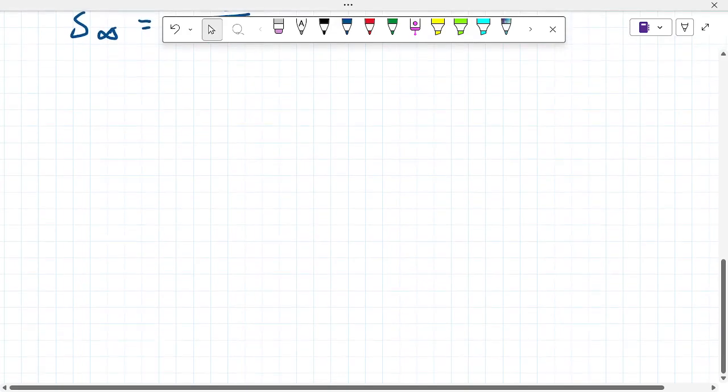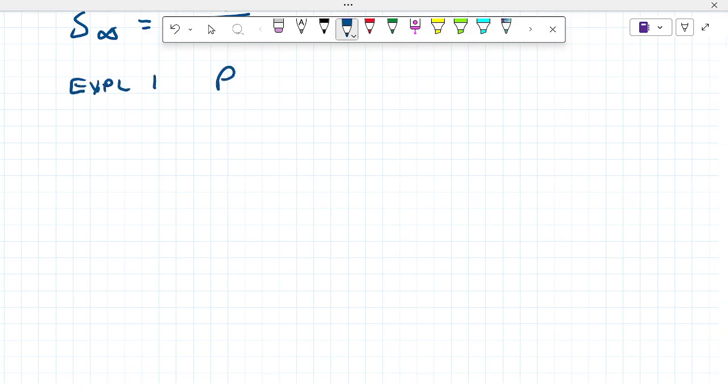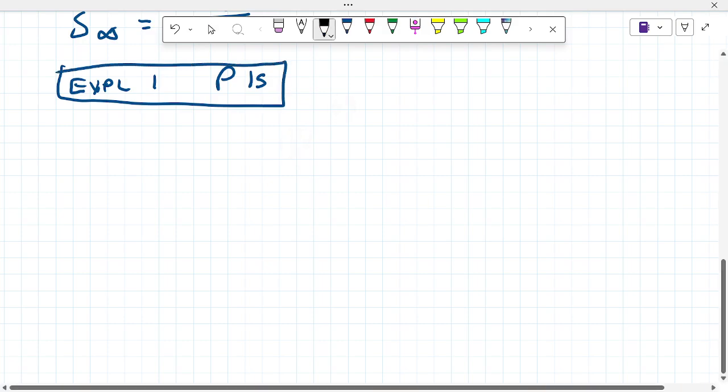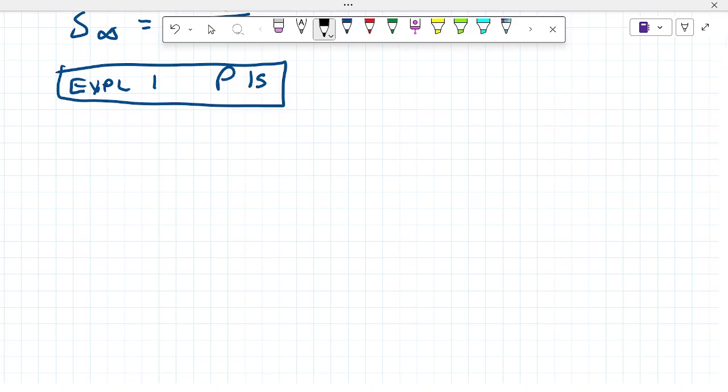So let's look at example 1. Example 1 on page, I've got it as page 15. I don't know your English textbook. Sorry? On page 17. Okay. They say, determine the sum to infinity of the series 16 plus 8 plus 4 plus and so on, for an infinite number of terms.